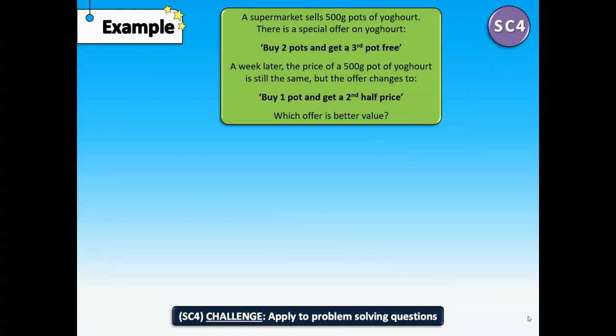So in this question, a supermarket sells 500-gram pots of yogurt. There is a special offer on yogurt. We can buy 2 pots and get the third pot free. A week later, the price of a 500-gram pot of yogurt is still the same, but the offer changes to buy 1 pot and get the second half price. So which offer is better value for money?